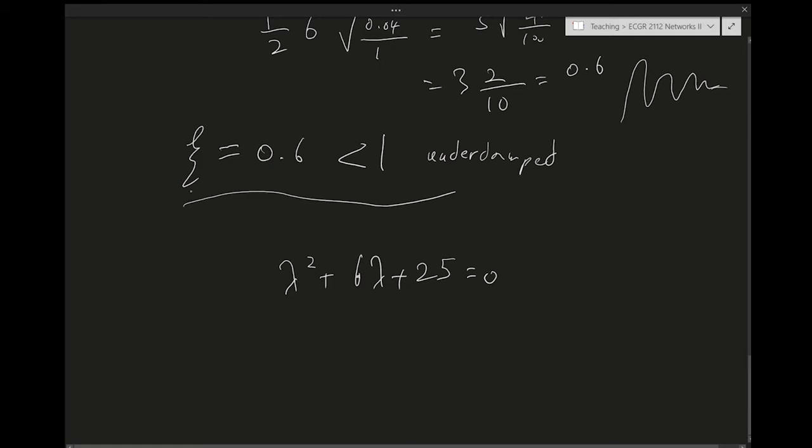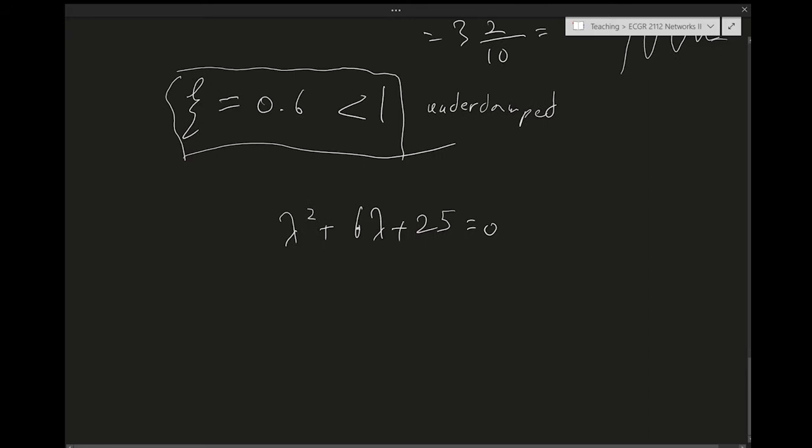So noting that zeta is less than 1, if you wish, you can find the roots of the characteristic equation, and they turn out to be complex conjugate. They have to be complex conjugate, right? Why do they have to be complex conjugate? Because zeta is less than 1. So what we could do, again, is solve this using the quadratic formula, or we could complete the square, which is what I prefer to do.